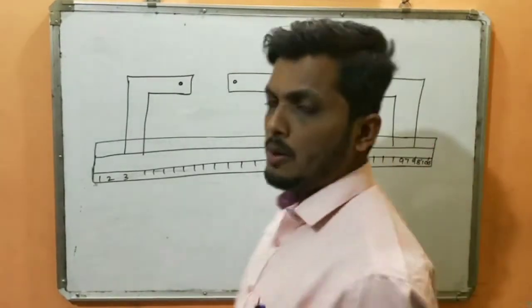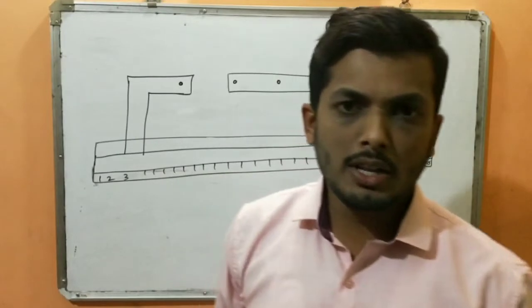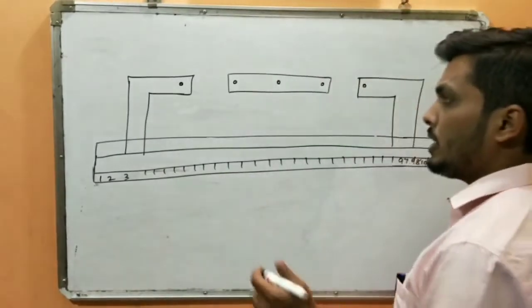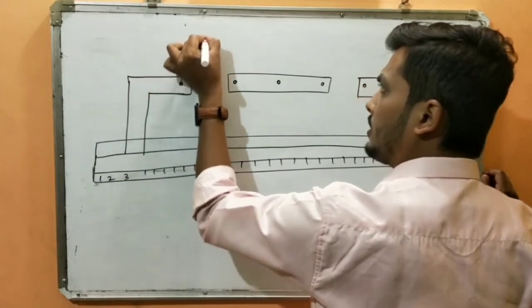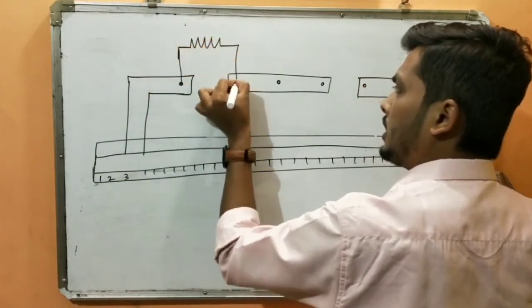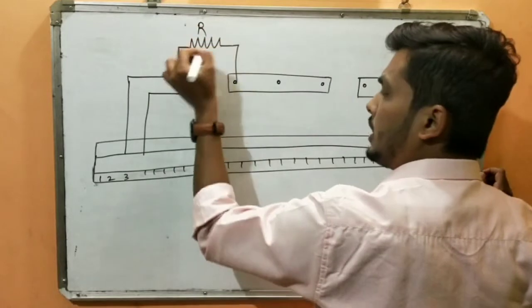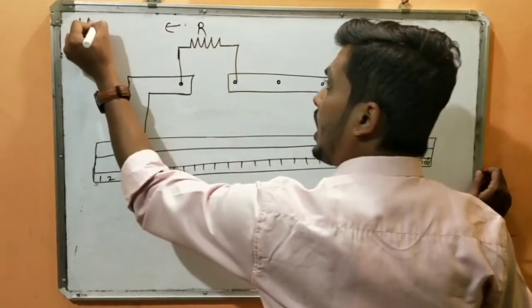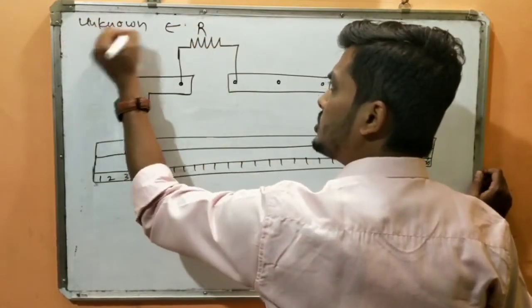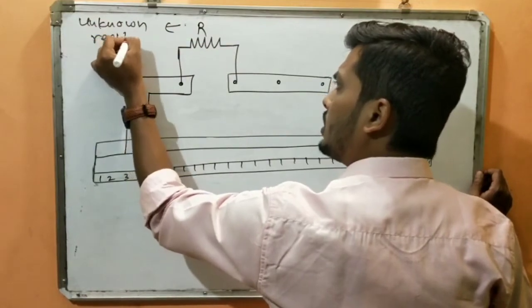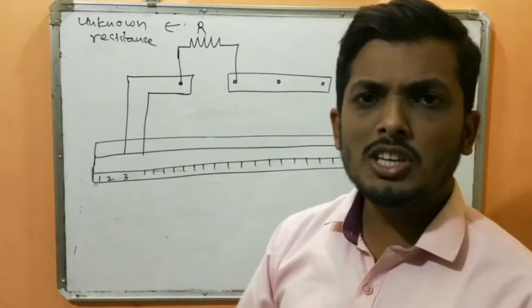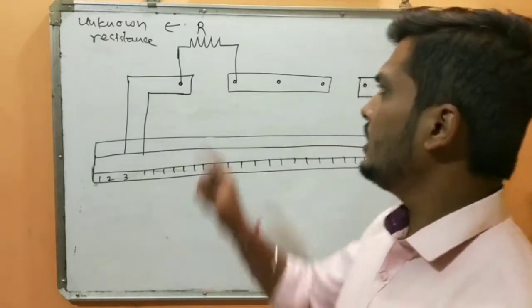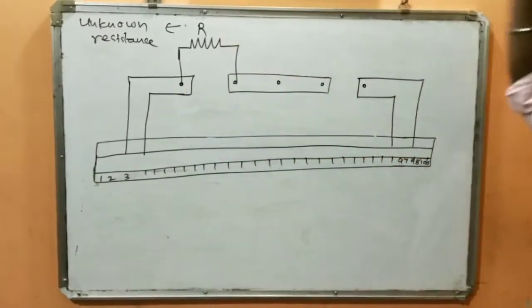Now the main purpose of this meter bridge is to find the value of an unknown resistance. So whatever unknown resistance we are taking, we are going to connect it here, and I would give this the name R, where R is the unknown resistance whose value is to be found out. You take any wire, copper wire or any metallic strip, connect it, and try to find the value of this unknown resistance.